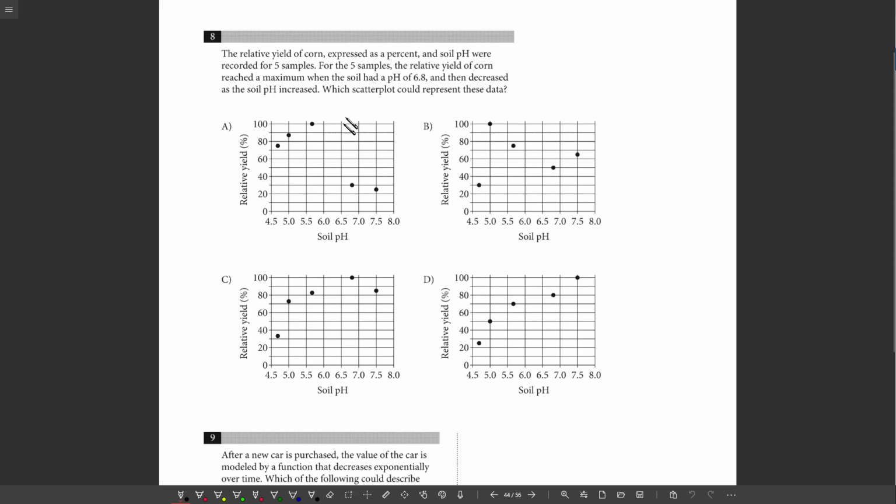Number 8, the relative yield of corn expressed as a percent and soil pH were recorded for 5 samples. For the 5 samples, the relative yield of corn reached a maximum when the soil had a pH of 6.8 and then decreased as the soil pH increased. Which scatter plot represents the data?